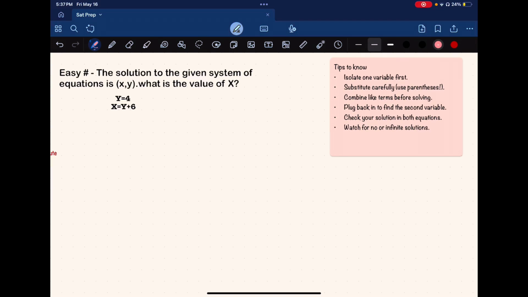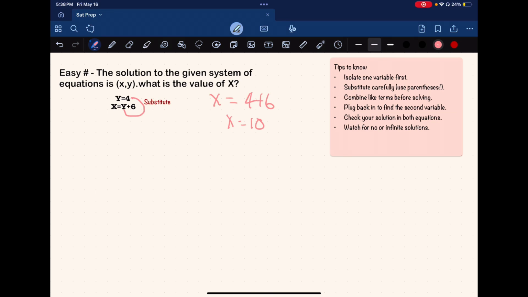For these types of questions, I'm going to be solving them one of two ways. The first way is algebraically, and this is one of our easier questions. The question says, the solution to the given system of equations is (x, y). What is the value of x? I can tell right away that we're going to be using substitution. So I'm going to put the 4 where the y is, and then x equals 4 plus 6, which gives us x equals 10, which is super simple.